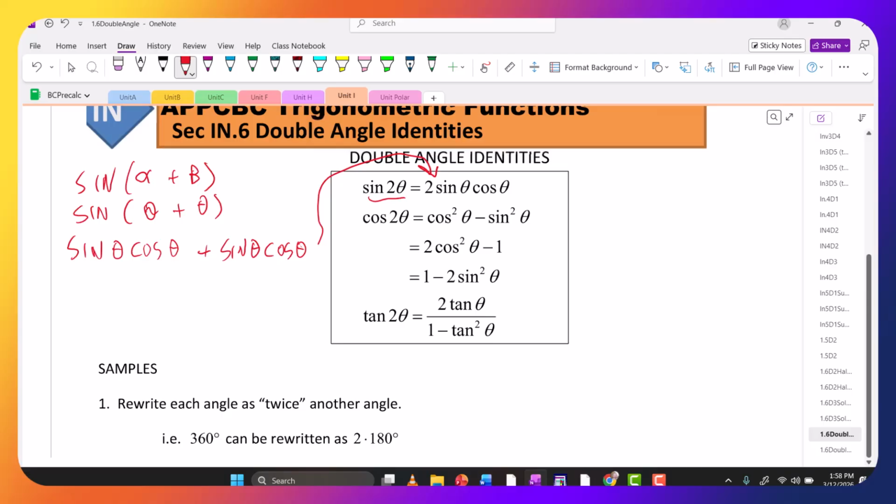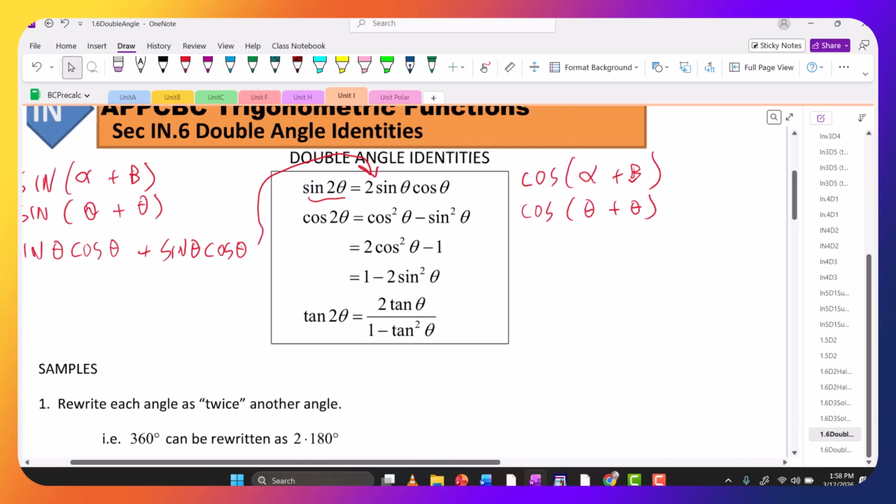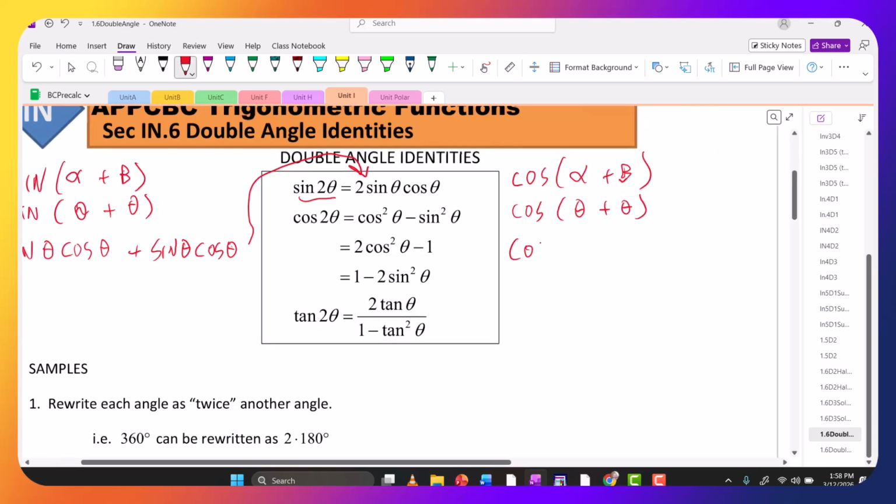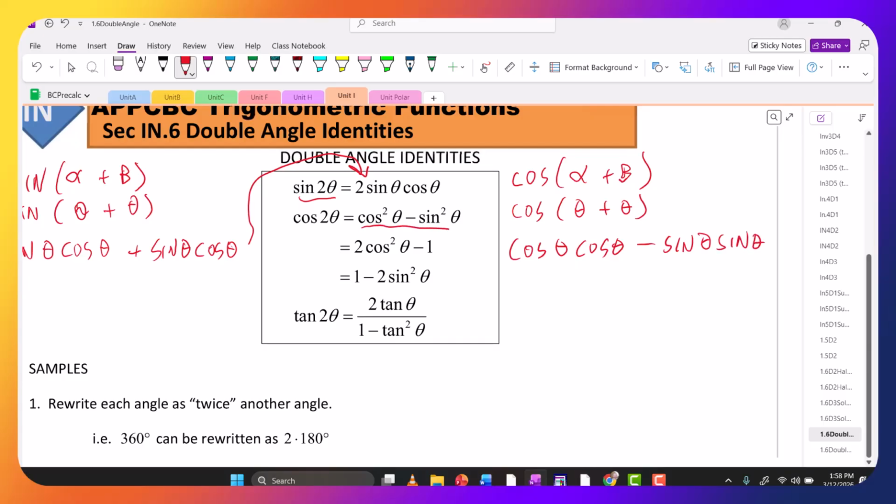What is going on with cosine 2 theta? Well, let's go ahead and look at our formula from yesterday. The reason is that I make both of these angles equal and just play the game. So what's cosine? It's cosine minus sine. What's cosine times cosine? Say it. There you go. Cosine squared. So that's how I get this one.